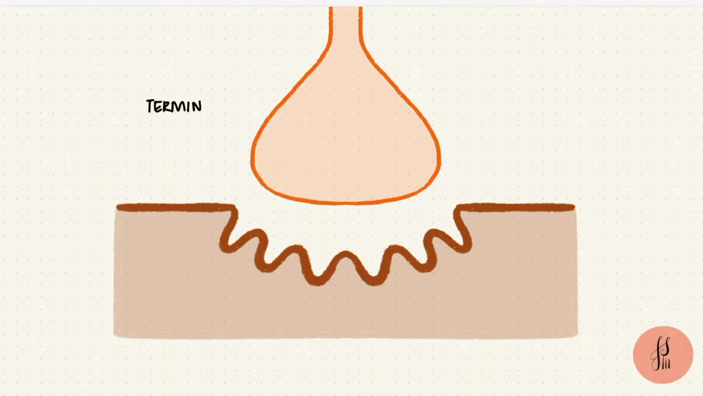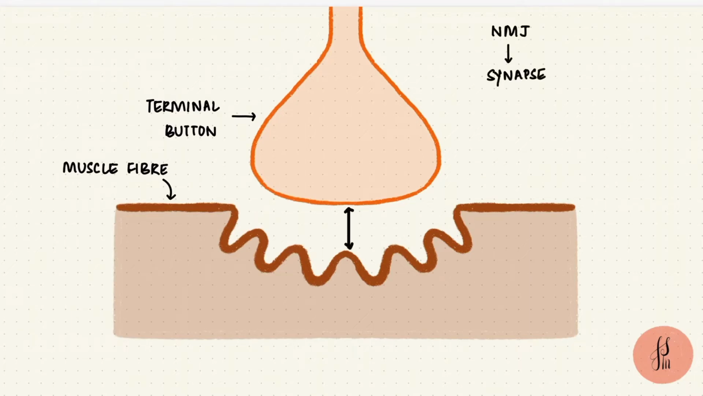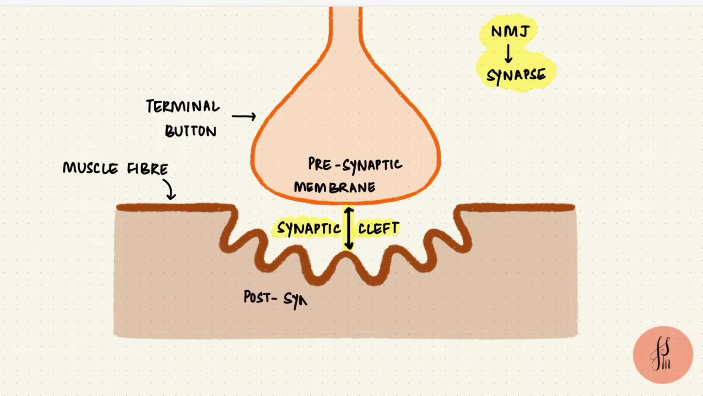Now let's have a look at its structure. There is a terminal end of the neuron and the surface of the muscle membrane with a space between them where they can communicate. It's a synapse, so the space between the two forms a synaptic cleft. The neuronal membrane before the synapse forms the presynaptic membrane, and the muscle fiber membrane after the space forms the postsynaptic membrane.